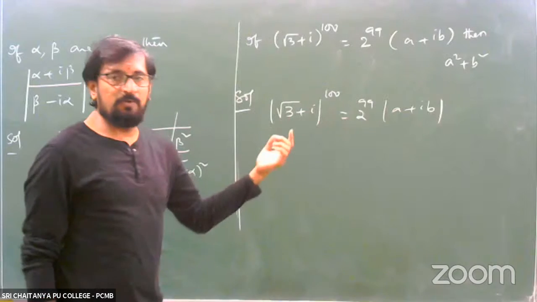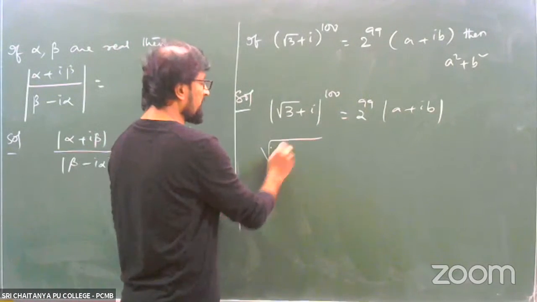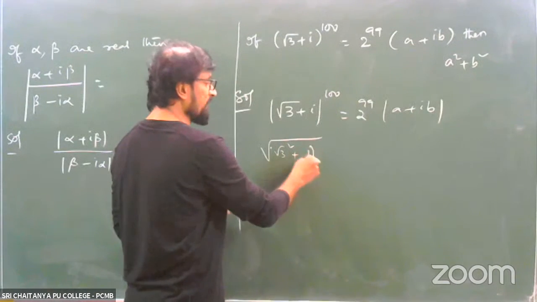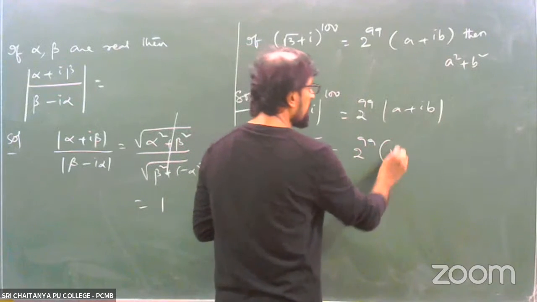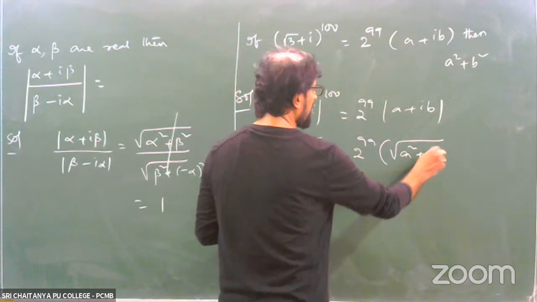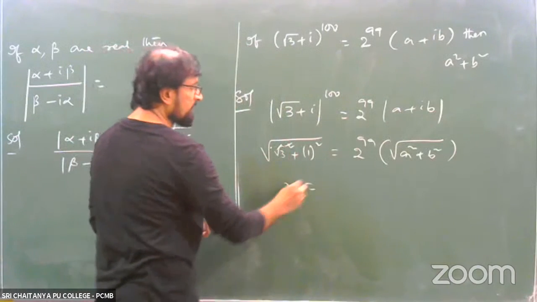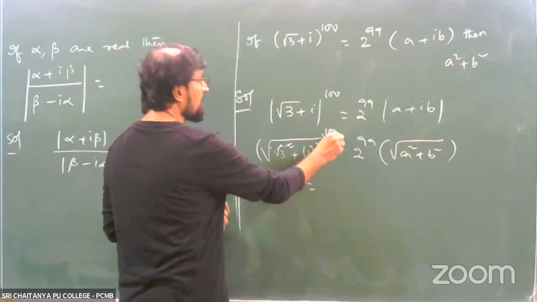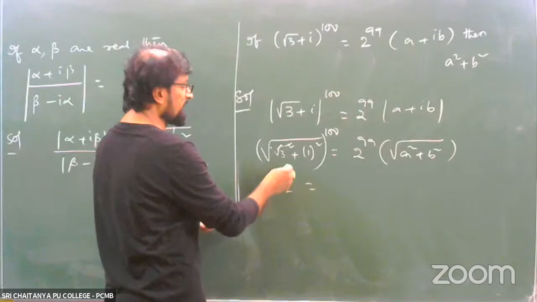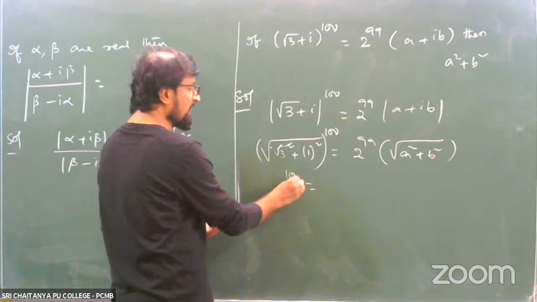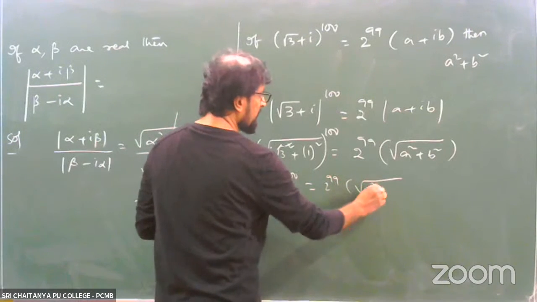Now, what is the value of mod of root 3 plus i? It becomes square root of root 3 square plus 1 square, which is equal to 2. Raised to the whole power 100, the square and root get cancelled. That means you are going to get 2 to the power of 100 is equal to 2 power 99 into root over a square plus b square.